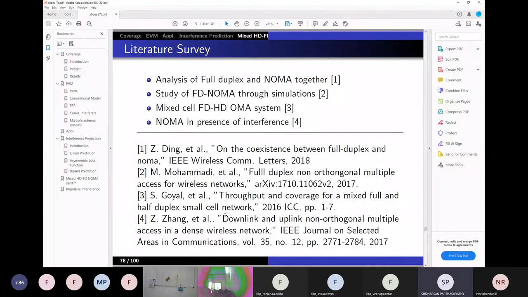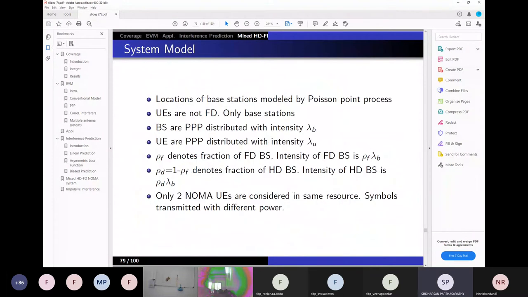Next, slide number 79. The system model is going to be like this. The locations of base stations follow a Poisson point process as usual. The UEs are not full duplex enabled. Only the base stations are full duplex enabled, because the UEs may not be equipped for self-interference cancellation, or it might consume a huge amount of power in UEs. So let's assume only the base stations are full duplex enabled. The base stations are PPP distributed with intensity lambda_B. The UEs are PPP distributed with intensity lambda_U. Rho_F denotes the fraction of full duplex base stations. The intensity of full duplex base stations is lambda_B times rho_F.